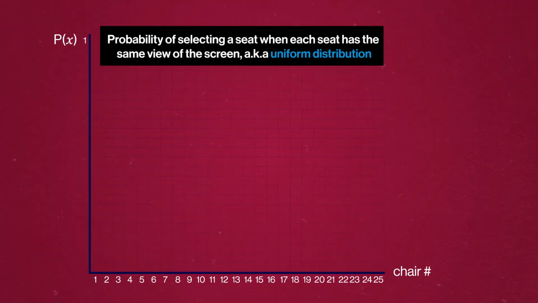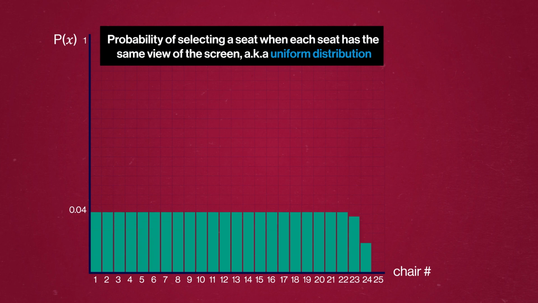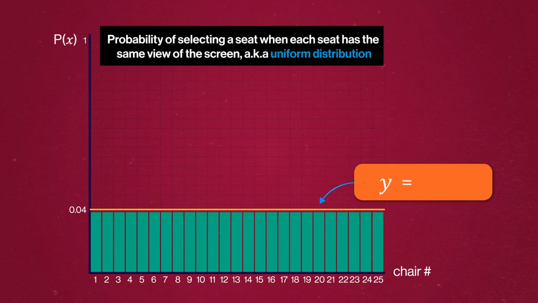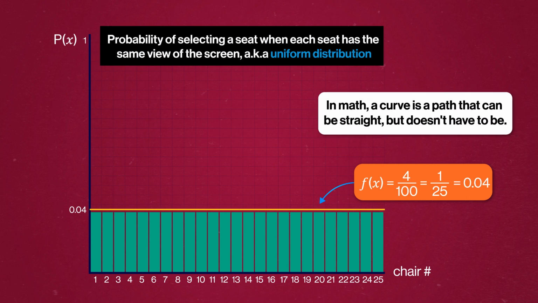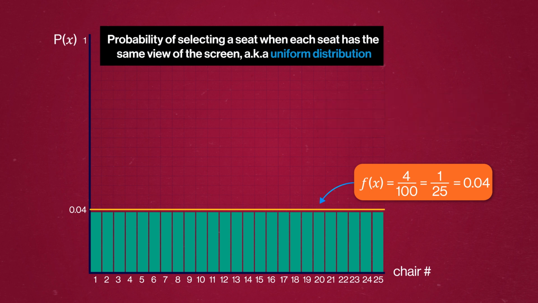We can plot this information too. There's a 4% chance you'll choose the first chair, a 4% chance you'll choose the second chair, and so on. Now we can draw a straight line skimming the top of all the bars, and even write an equation for that line and say y equals 1/25th, or use the special function notation and say f of x equals 1/25th. We now have a curve that emphasizes that no matter what data point or x we input, which in this case is whichever chair you choose, the probability of choosing that chair is always 4%.